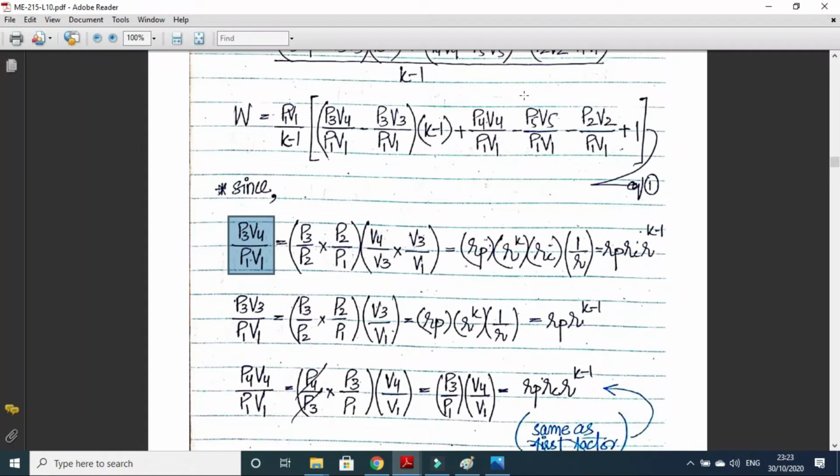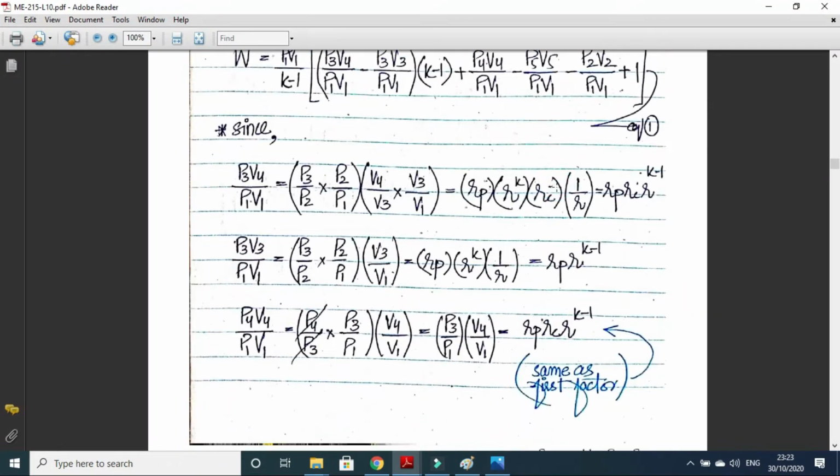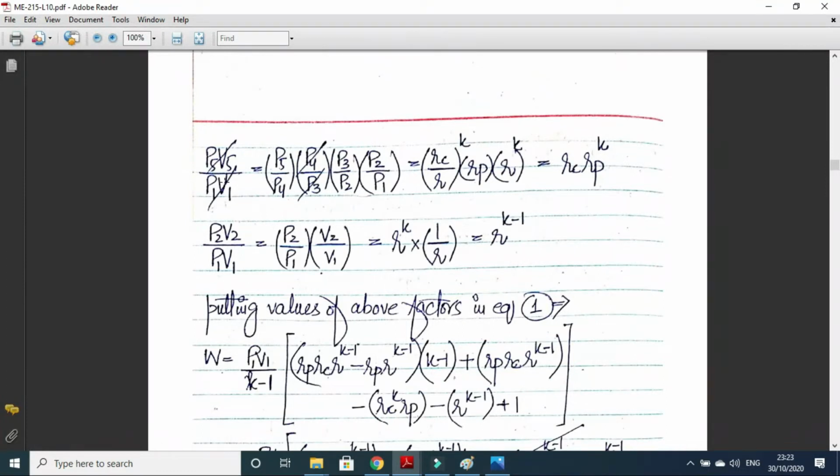The next term is P5 V5 upon P1 V1. This can be written as P5 upon P4, P4 upon P3, P3 upon P2, P2 upon P1, so we have multiplied and divided by P4, P3 and P2. P2 will be cancelled out, P3 will be cancelled out, P4 will be cancelled out, and we will be left with P5 upon P1, which is the initial quantity. And V5 and V1 are the same, V5 is equal to V1, so this will be cancelled out.